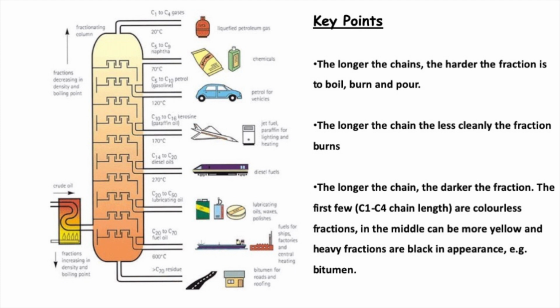Now the final point we want to make is that the longer the chain, the darker the fraction. So the first few, the petroleum gases, tend to be colourless, and the fractions in the middle tend to be more yellow, and the heavy fraction, such as the residue fraction which contains bitumen, is black in appearance.